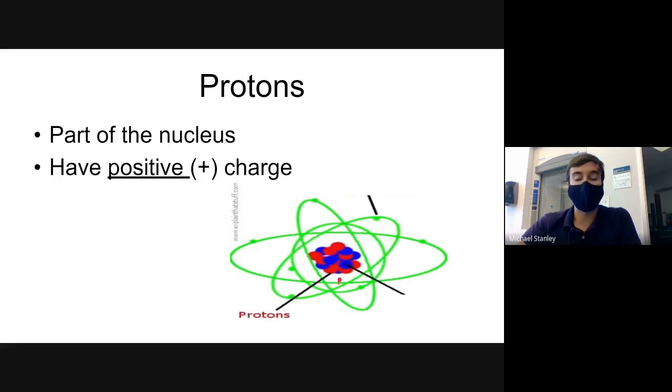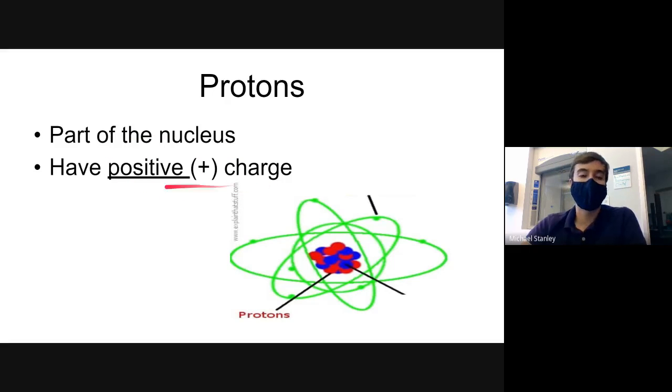So protons, in this picture, they're shown as little red balls in here. Obviously, in real life, they're not red. They don't really have a color. But in order to distinguish them, they're the little red balls here. Protons are hanging out here in the nucleus. And the important thing to remember about protons is that they are positively charged.